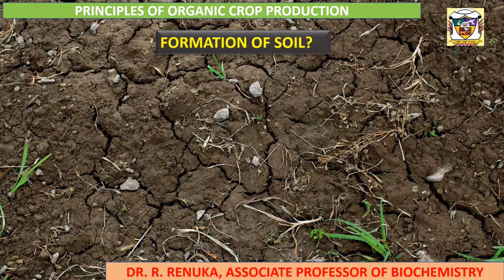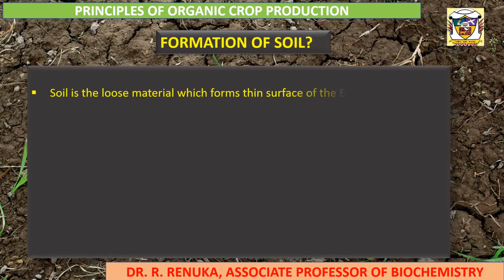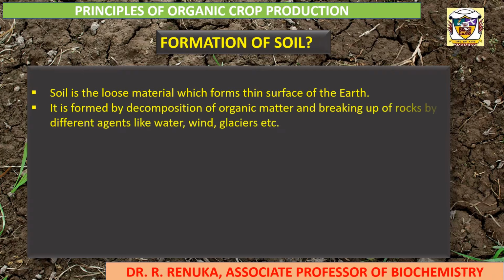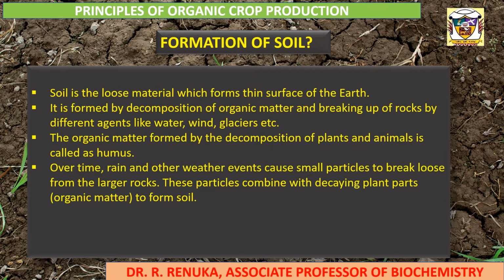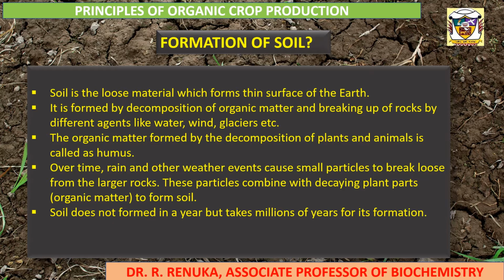Formation of the soil. Soil is the loose material which forms the thin surface of the earth. Over time, rain, wind and other weather events cause small particles to break loose from the larger rocks. These particles then combine with decaying plant and animal parts, otherwise called humus, to form the soil. Soil does not form in a year, but it takes millions of years for its formation.